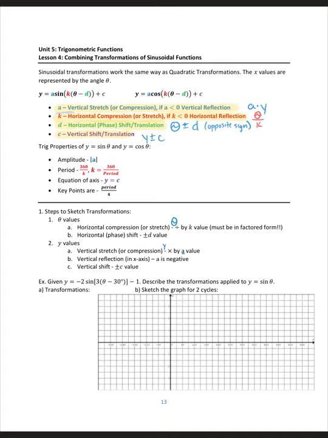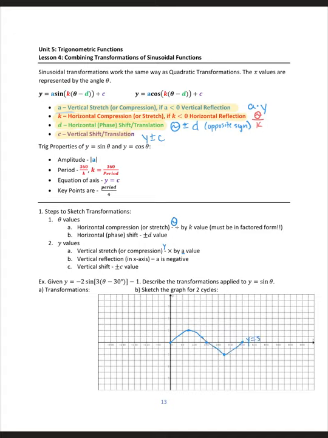So let's look at some examples here. If we have y equals -2 sine 3(theta minus 30) minus 1, we're going to describe the transformations. But before we do that, let's just graph our base function of sine. We should know what that looks like by now. So sine starts at 0, goes up to 1, back down to 0 at 180, down to -1 at 270, and then back to 0 at 360.